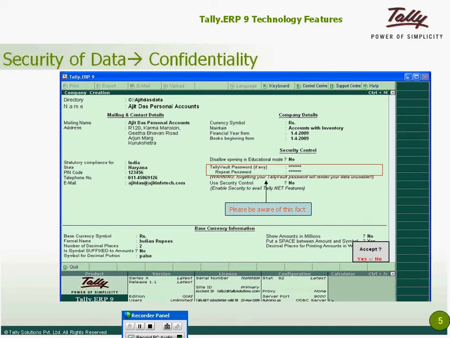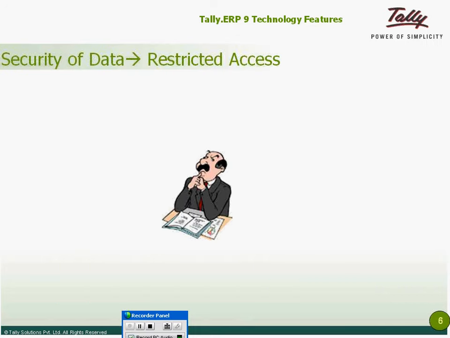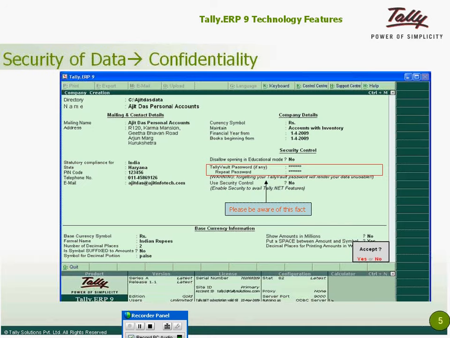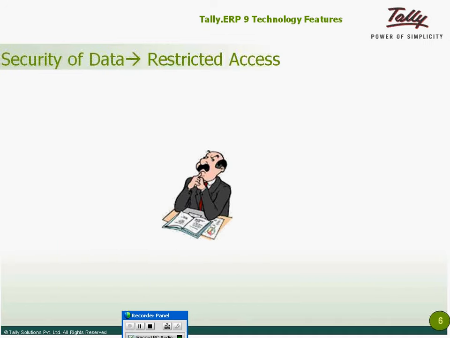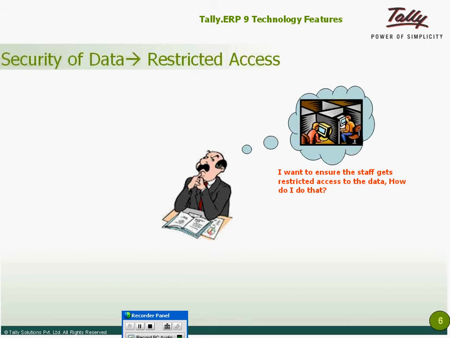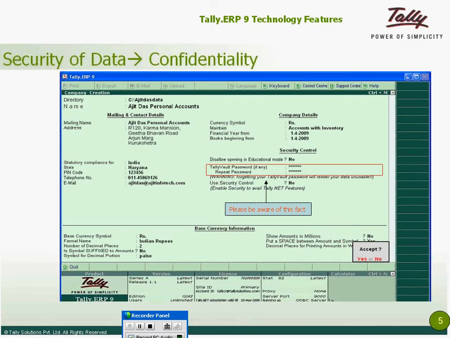Again, one more worry for the owner is how do I restrict the access to the data? In the sense, the person who is data entry personnel should be able to enter data alone. He should not get the access to various reports like balance sheet, profit or loss account, or stock statements. Here, you can see the worry in our owner's face. He's thinking, how do I ensure that the staff gets restricted access to the data?